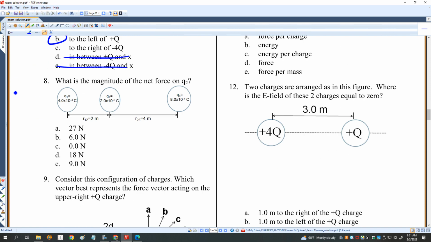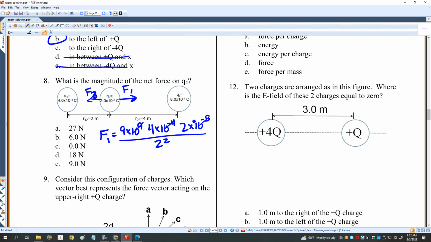What is the magnitude of the net force on Q2? So I have two forces. I'm going to call this F1. It's due to Q1, and this one is F3. It's due to Q3. F1 is equal to 9 times 10 to the ninth times 4 times 10 to the minus 4, 2 times 10 to the minus 5, divided by 2 squared. So I get some cancellations here, and that's equal to 18 newtons.